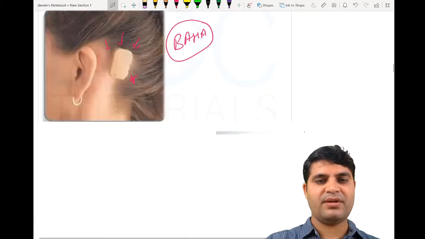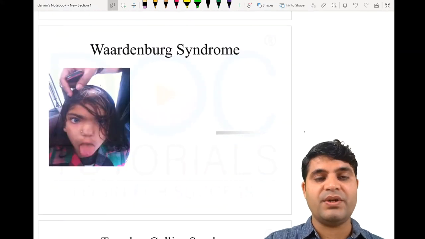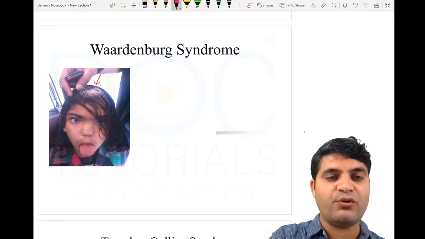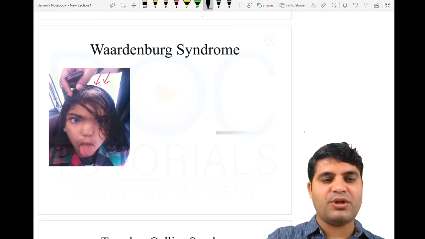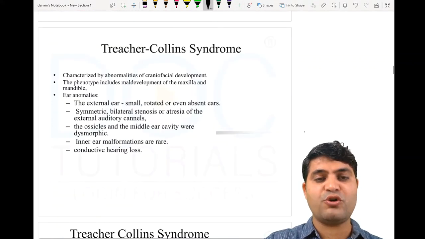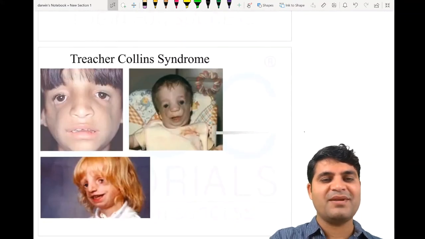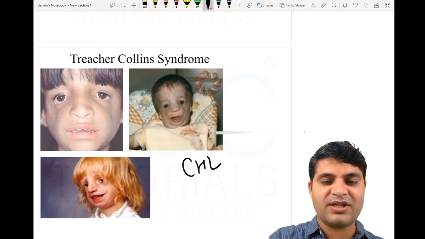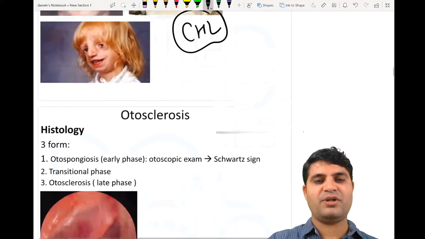Yeah, Baha. Now this is your homework, that you have to read all these syndromes. Waardenburg syndrome, white forelock of hair. This is homework for you. Clear? Nowadays, people are very fond of asking all these syndromes. Treacher Collins syndrome, last year this question was asked, and I have been teaching this for the last 10 years. These patients have conductive hearing loss and ear anomalies. So this is the reason they have conductive hearing loss. So very important.